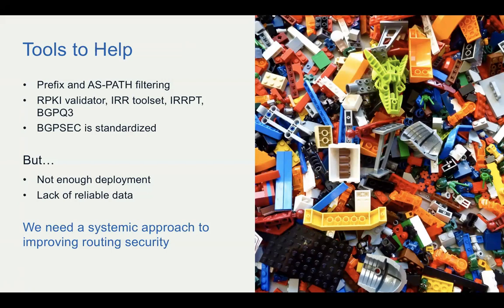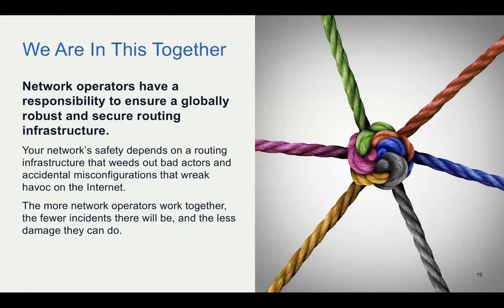But how can we solve security of a globally distributed system of 60,000 independent networks? That's a real challenge. Another thing is that we are all in this game together. From a routing perspective, the security of your own network is to a great extent in the hands of other network operators. So you may deploy those tools and those controls, but they will contribute more to the overall security of the internet and less to your own security.